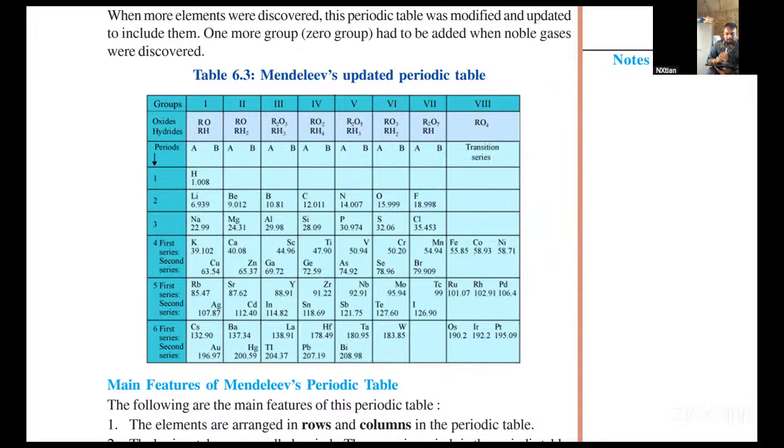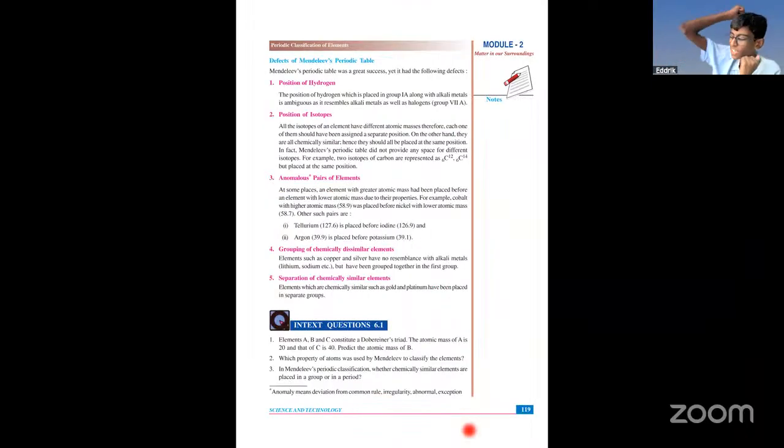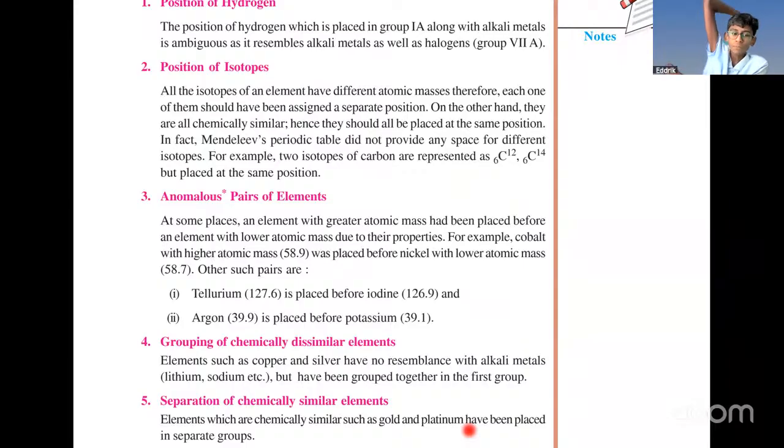Did you understand, guys? Joshua, did you understand? Basically the hydrogen doesn't have the properties, but you still place it in the first group. Yeah, first group.